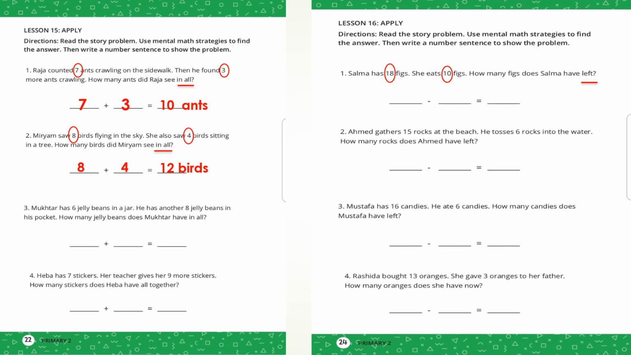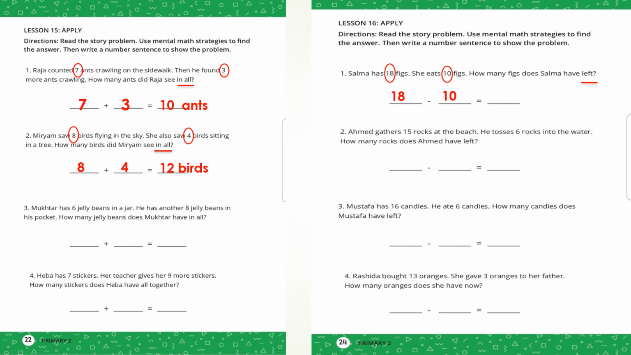So we will subtract. But pay attention, my dear students. In subtraction, we have to write the big number first. So we will write 18 minus 10, not 10 minus 18. Big number 18, so we write it first and the small number next. 18 minus 10. 18 minus 10 equals what?